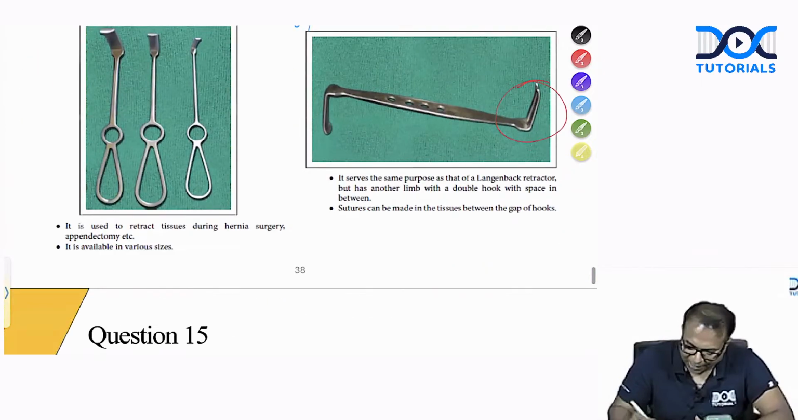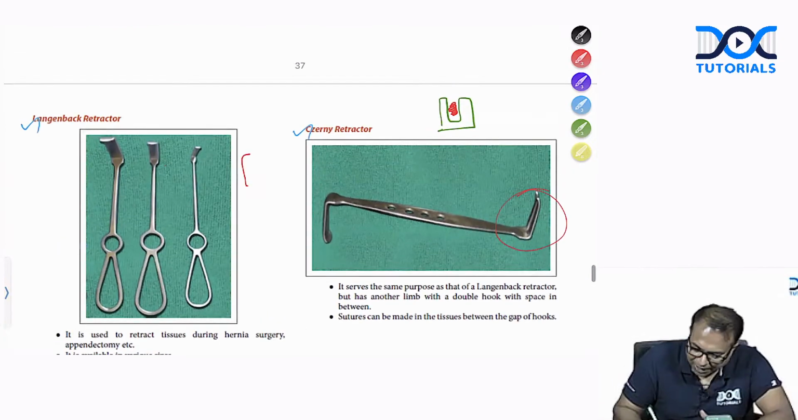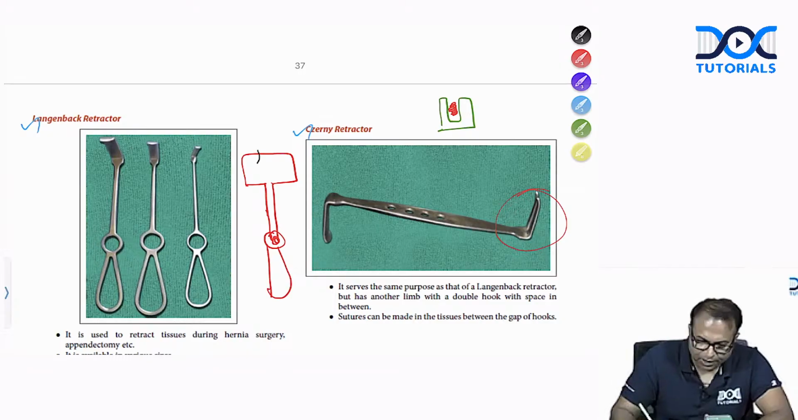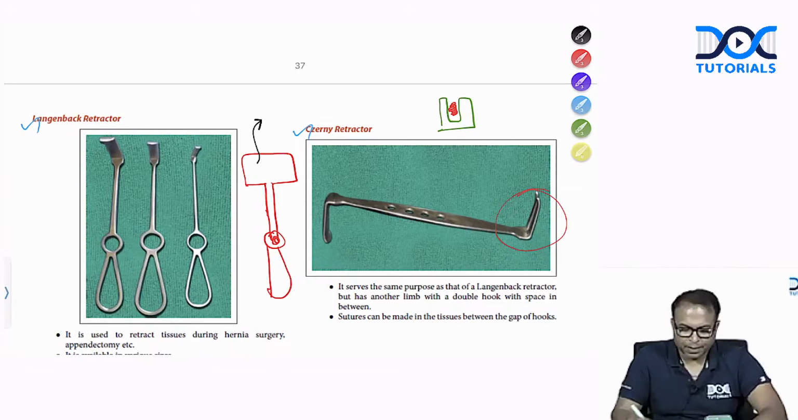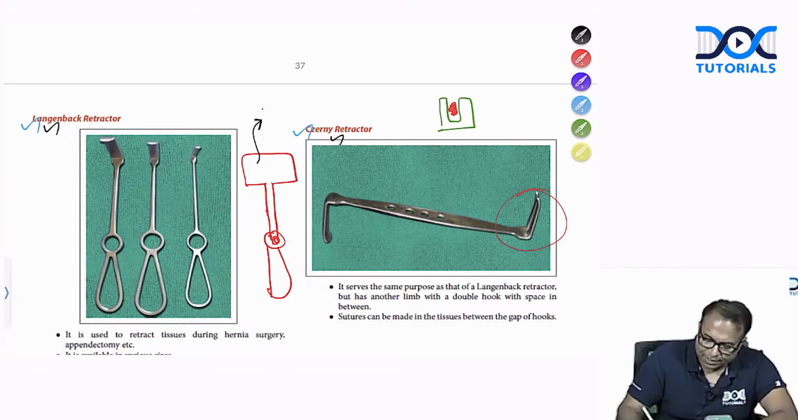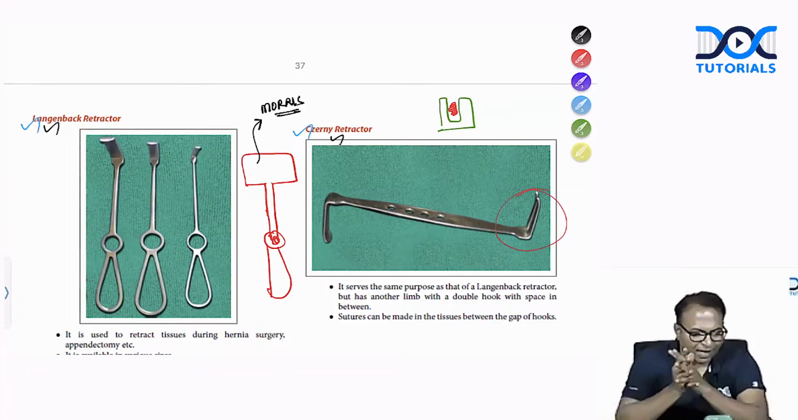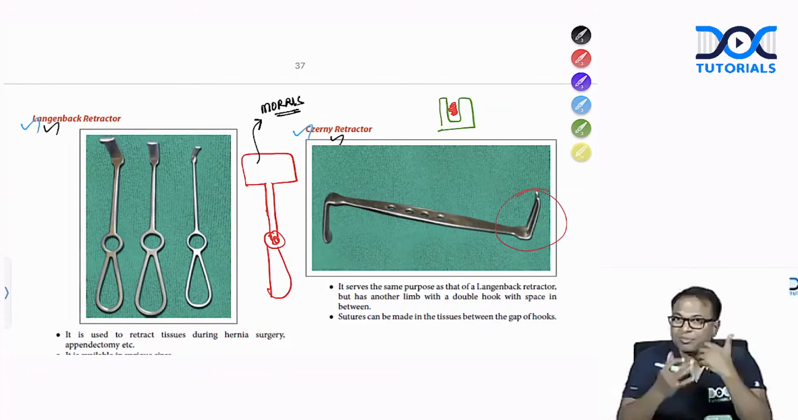There is one more retractor which looks like Langenbeck, which has a wide blade like this. What is it? It looks like a Langenbeck but has a wide blade. Can you tell me what this retractor is? It is used for retracting the ribs. So Langenbeck, Czerny, and this is Morris retractor. Okay, don't forget the names of the retractors. Very good. So most of you know the names of the retractors.